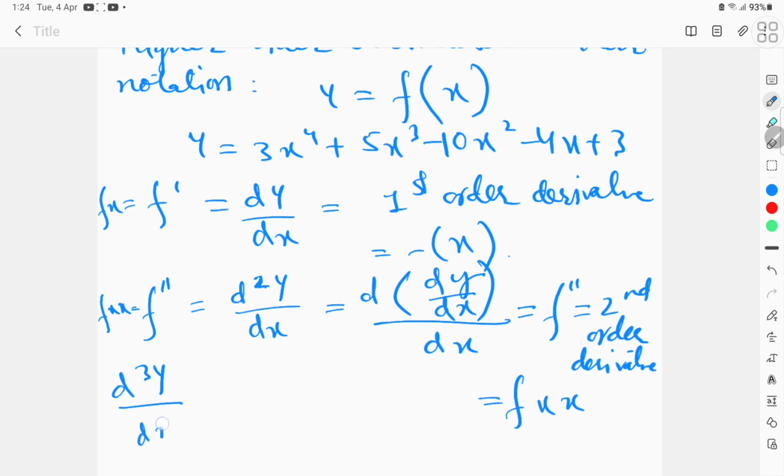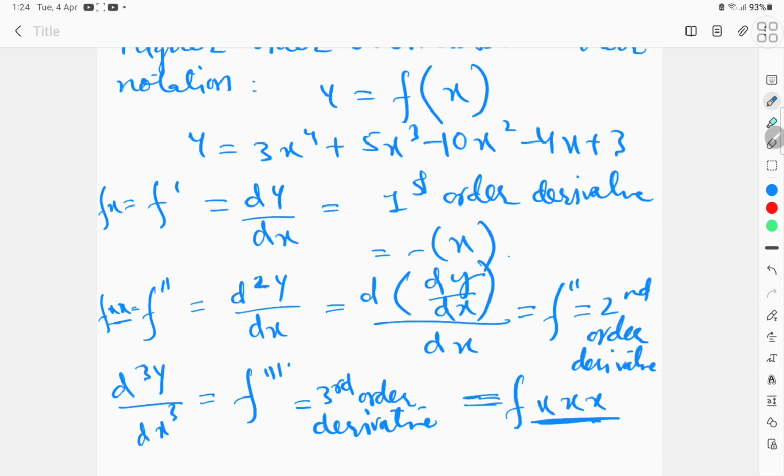d3y with respect to dx cube. This will be the third order derivative. Here we have f triple x. Here we have 3x. This is the short form of third order derivative.